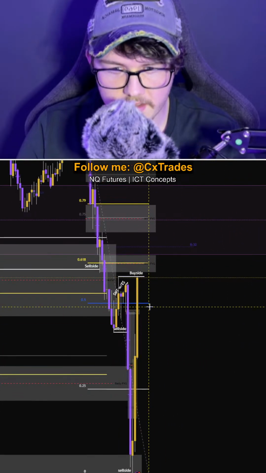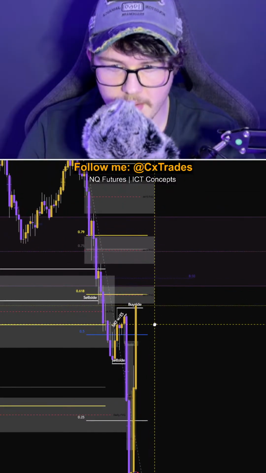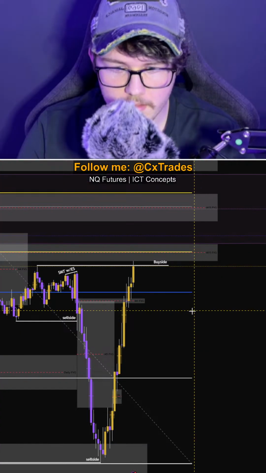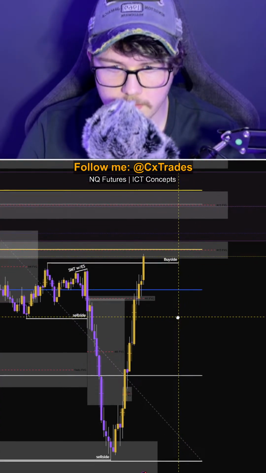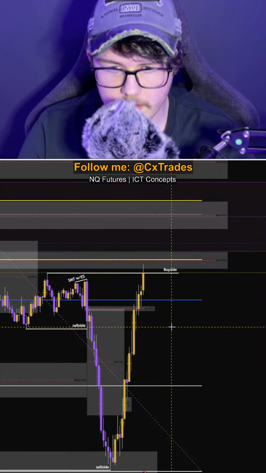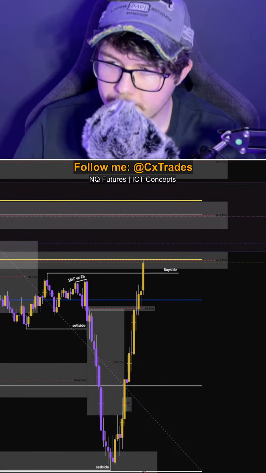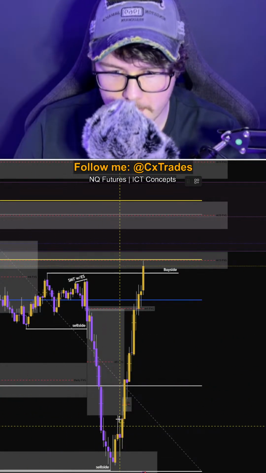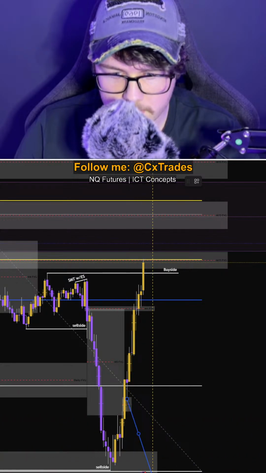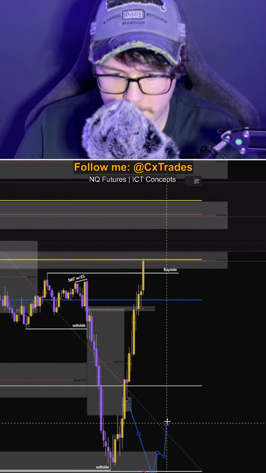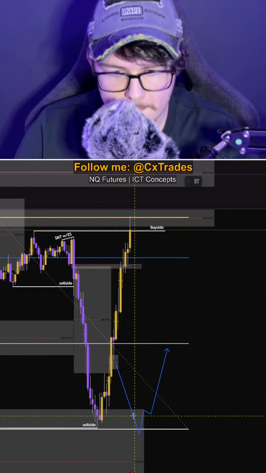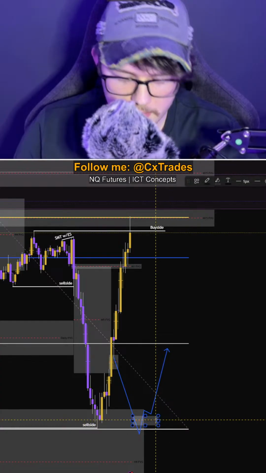I was contemplating taking this 5-minute buy, but I really don't want to see it sweep any buy side, which it already has, so it's already off the table. This is what I wanted to see here. That's what I wanted to see with a 30-second inversion right here. Obviously, we didn't get that.